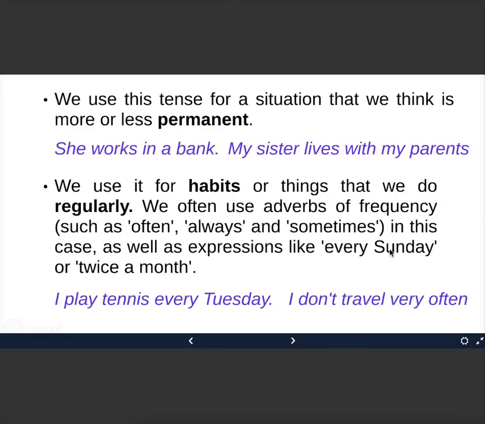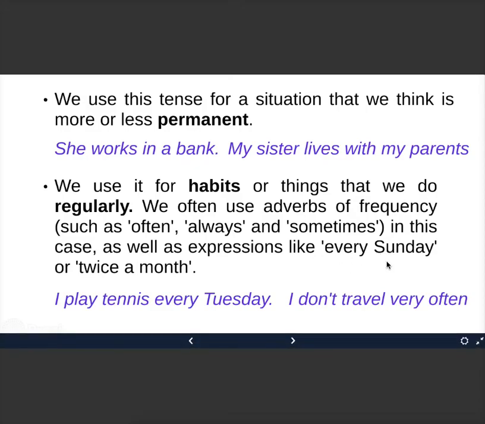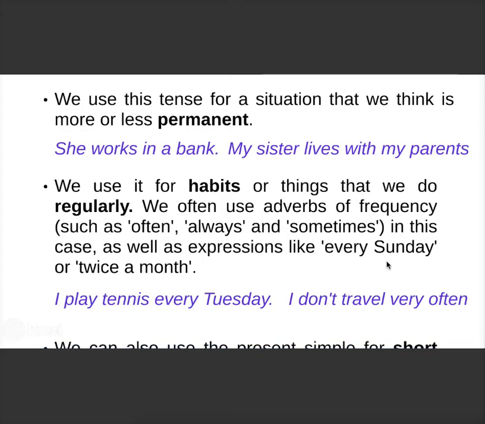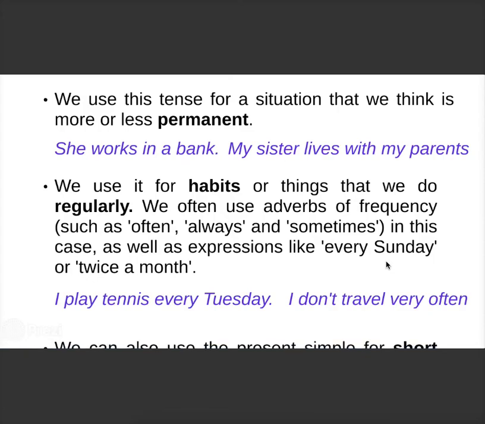Okay? Every Sunday. So you may be talking about habits that you don't have every single day. It is not a daily habit. It is not a daily routine. But maybe it's something that you do every weekend. Todos los fines de semana. Every Sunday. Or it's something that you do every Tuesday. Or something that you do twice a month, twice a year. Lo haces solo dos veces en el año, en el mes o así. Pero es un hábito.